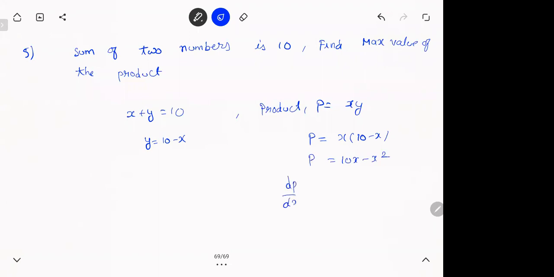So can we write x is equal to 10 minus 1? You can write. X is equal to 5. So y is also 5, na? So product ka maximum value kitna? X into y, 25. So for different values of x and y, the maximum product will go till 25. Does this make sense? This is a simpler version of the same problem we did before.